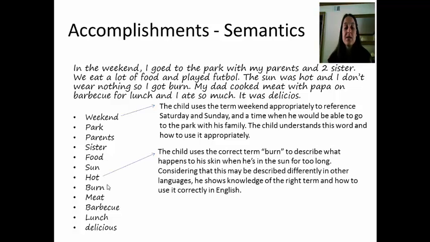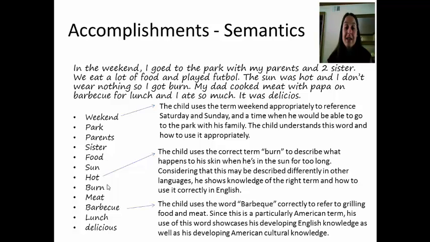Let's look at the word hot. The child uses the correct term, burn. Burn to describe what happens to his skin when he's in the sun for too long. Considering that this may be described differently in other languages, right? It may not be a simple translation. He shows knowledge of the right term and how to use it correctly in English.